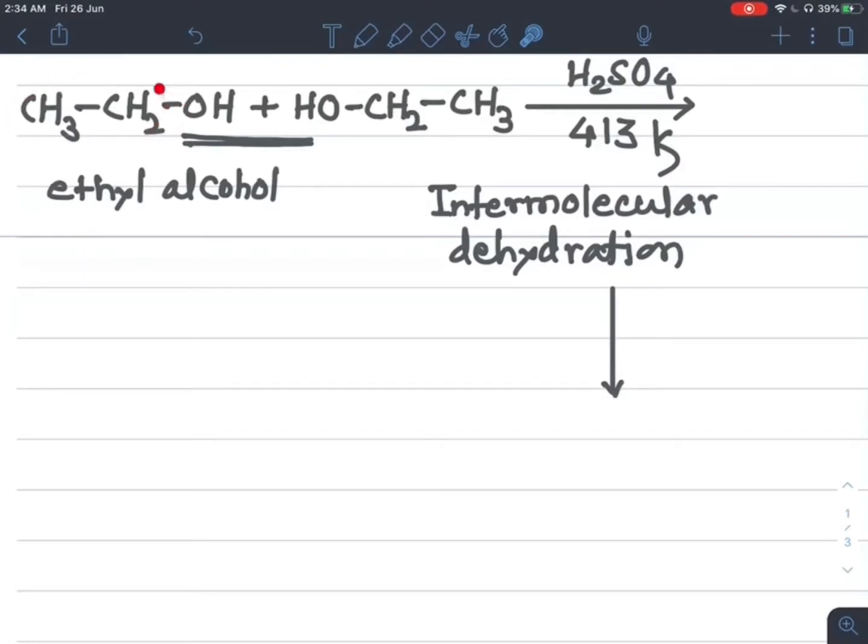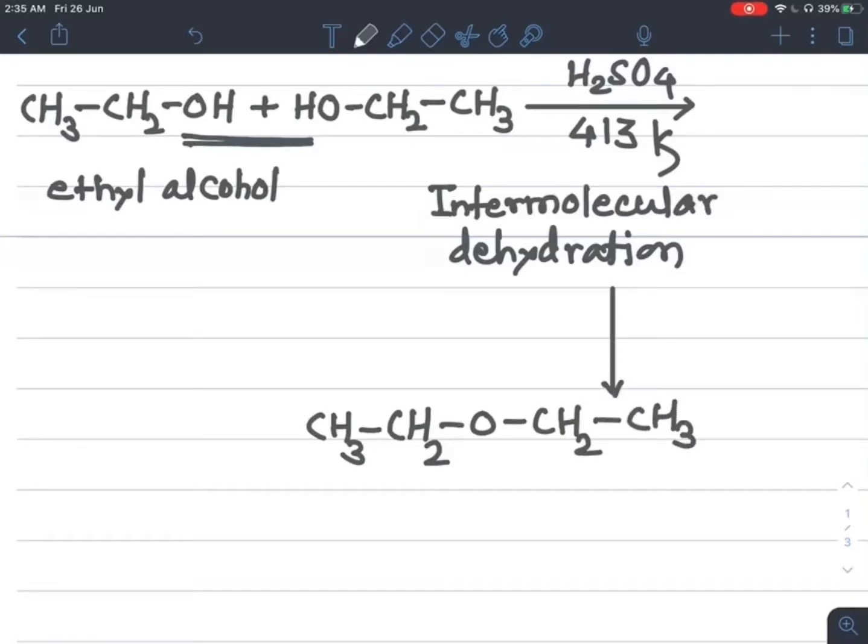CH3CH2 bonded to OCH2CH3, plus removal of water takes place, means dehydration takes place. So same reaction but different temperature.